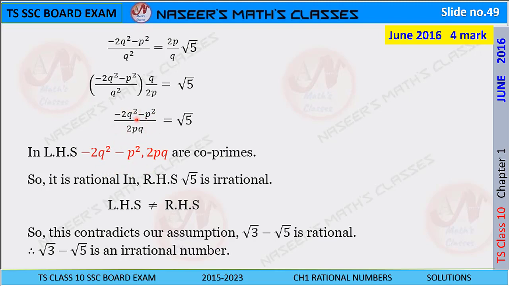So we can say that it is a rational number. In RHS, root 5 is an irrational number. So we can say that LHS is not equal to RHS. So this contradicts our assumption that root 3 minus root 5 is a rational number. Therefore we can say that root 3 minus root 5 is an irrational number, hence proved.